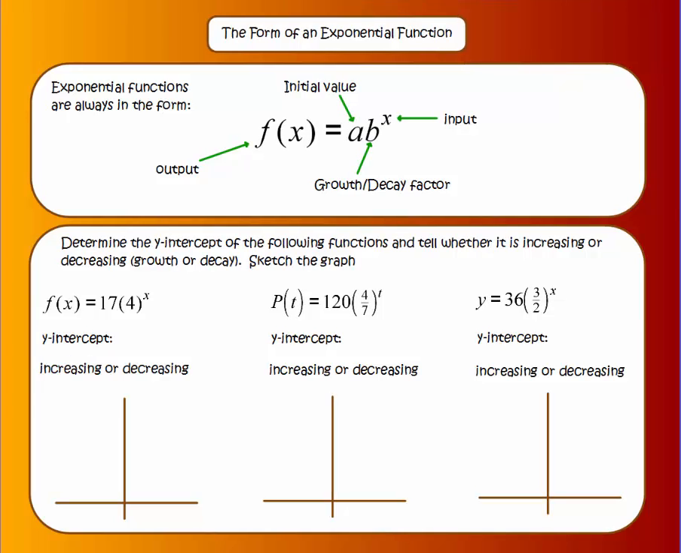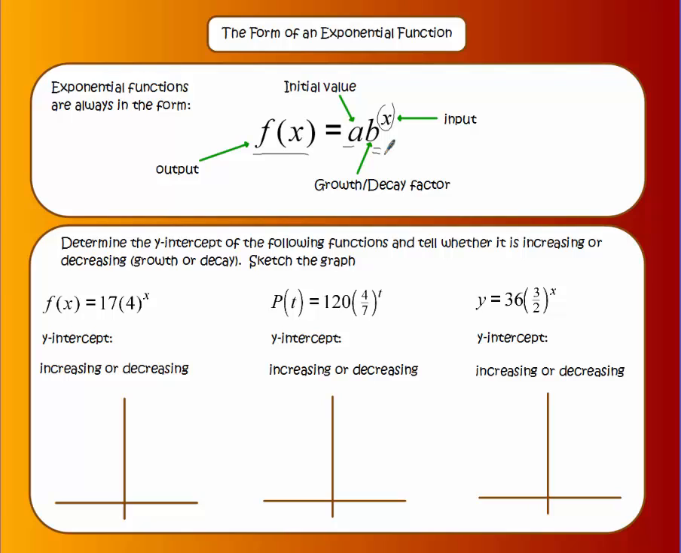So the form of an exponential function, and this should look very familiar, okay? Here's your output, here's your input, your y and your x. The initial value is a, and the growth or decay factor is b, depending on if b is greater than 1 or if it's between 0 and 1. Remember, a decay factor is always between 0 and 1, and a growth factor is always greater than 1. So let's take a look.